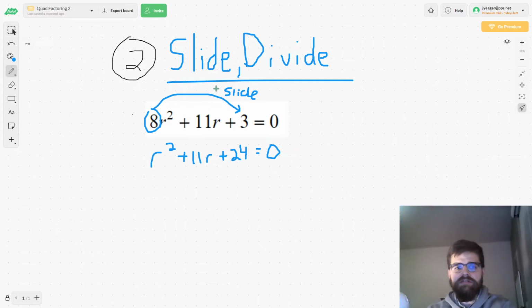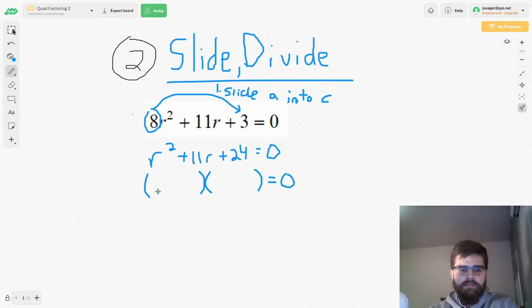So step 1 is to slide A to the end. So slide A into C. That's what we did first. Once you do that, we can take this new equation, which is a new equation. It's not the same equation we had before, which is why this is kind of cheating in a way. But anyway, we can factor this.